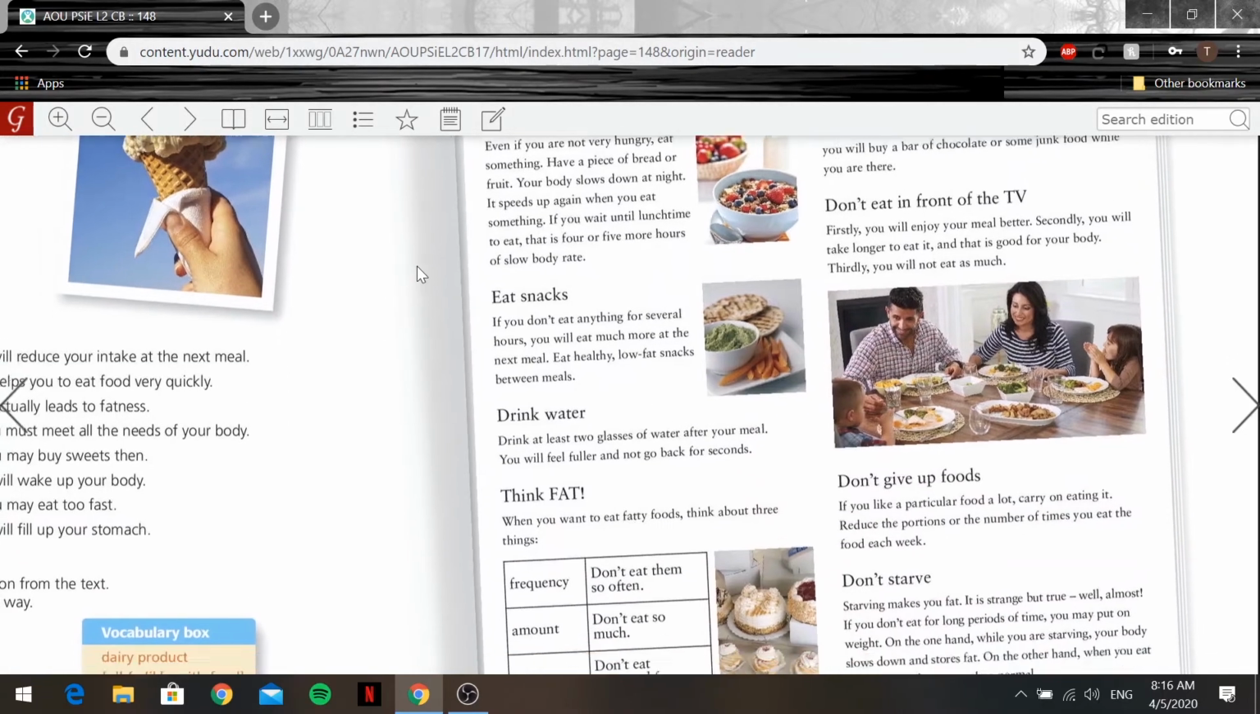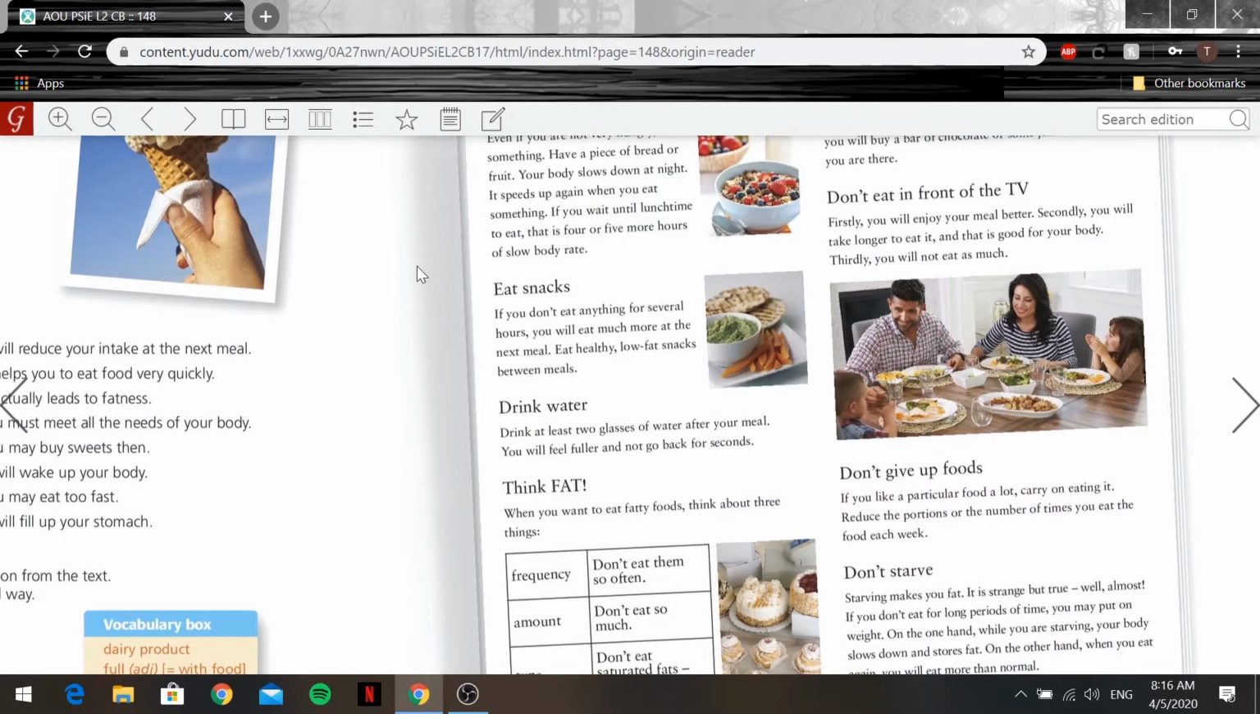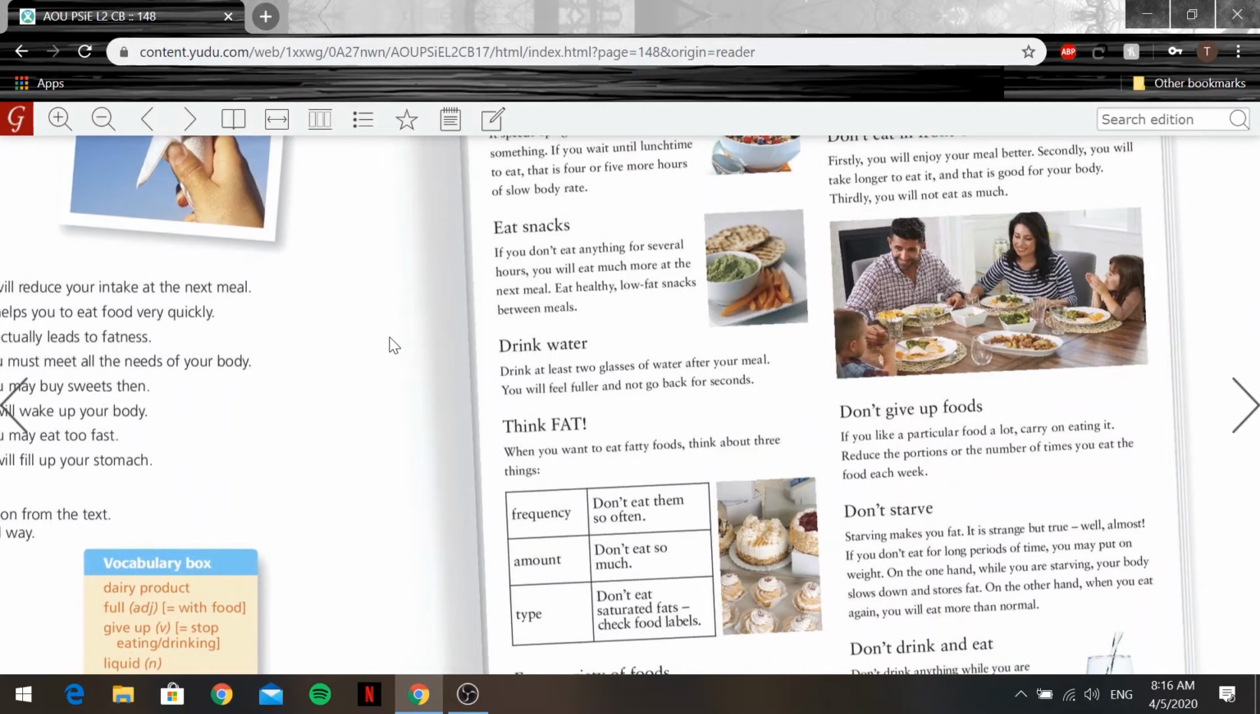Eat snacks. If you don't eat anything for several hours, you will eat much more at the next meal. Eat healthy, low-fat snacks between meals. Drink water. Drink at least 2 glasses of water after your meal. You will feel fuller and not go back for seconds.